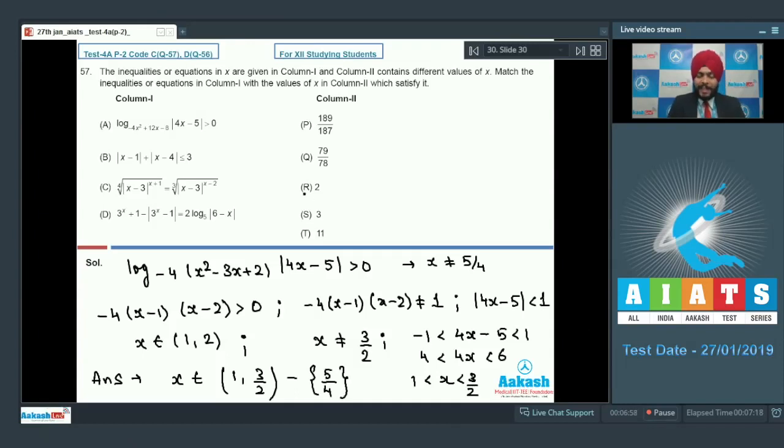Obviously, it is very clear that RST lies outside this interval. P is a value which is slightly greater than 1, so A matches with P. Also, Q is a value which is just greater than 1, Q also. So A matches with PQ. Okay, let us do B part.